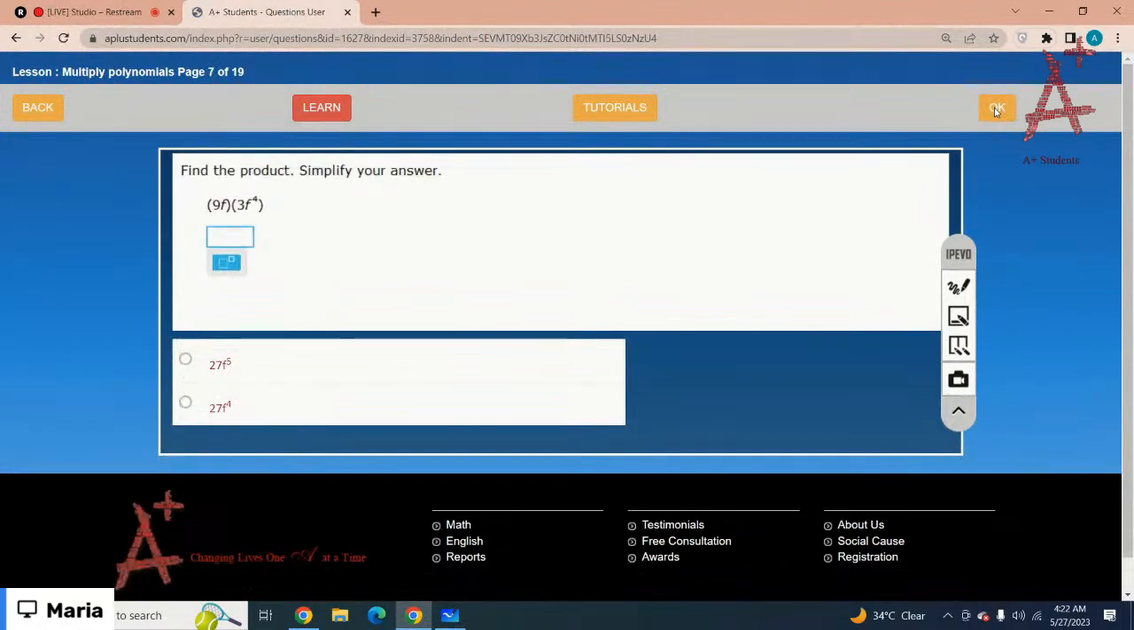Okay, 9 times 3 is 27, so it will be 27. F5 is the correct option. Option number 1 is the correct option.